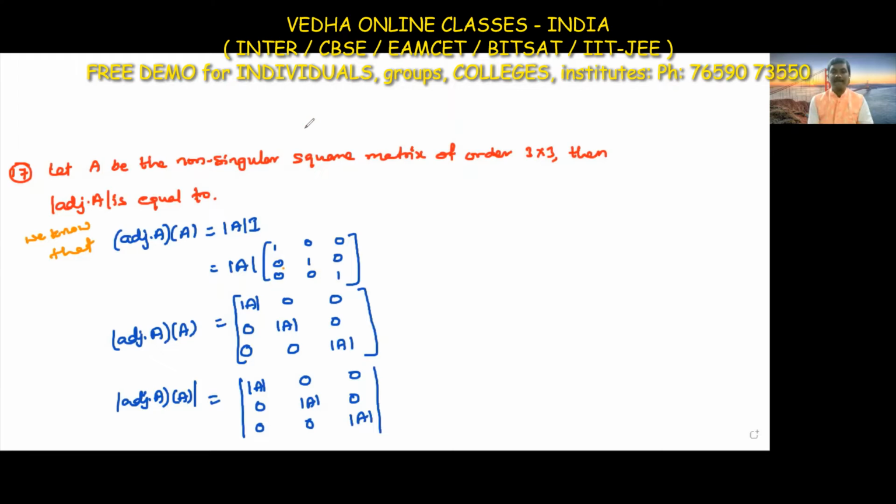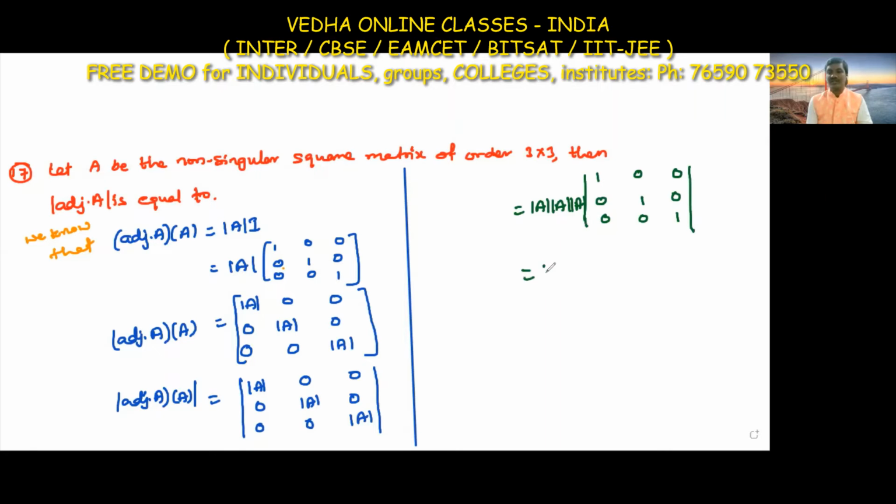Already I told you the properties. At present we don't have the property-based questions, but according to the properties of determinants, we can take det A common from either one row or one column. So from this row we can take det A common, and then we get 1 0 0. Again from the second row we can take one more det A common, and we get 0 1 0. And one more det A we can take common from the third row, so it becomes 0 0 1. That is nothing but det A whole cube into the identity matrix 1 0 0, 0 1 0, 0 0 1.